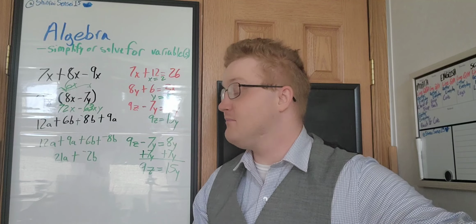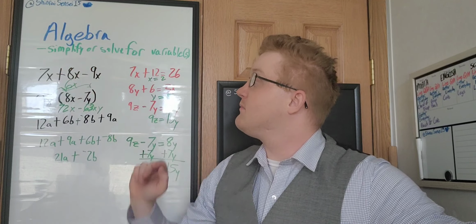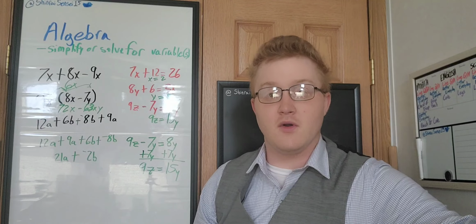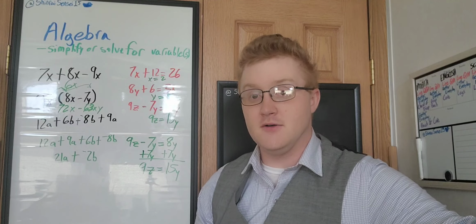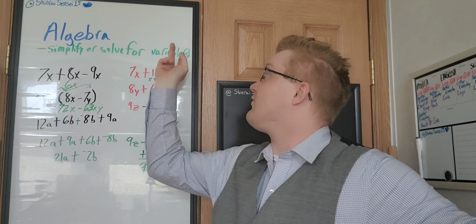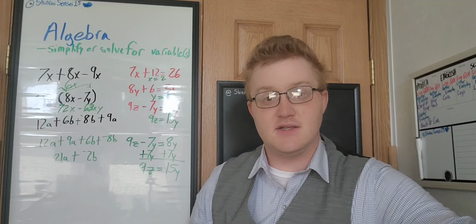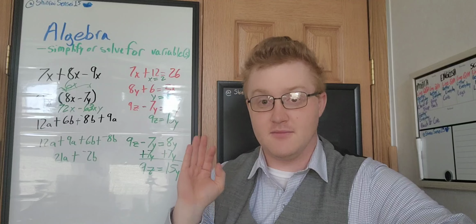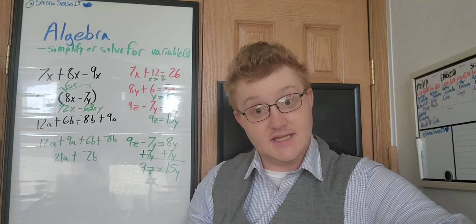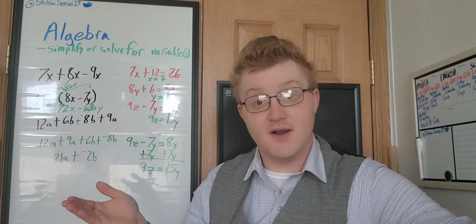So once again, basics of algebra. Keep that definition in mind. It's simplifying or solving for variable or variables. That's why the S is in parentheses. It's to indicate that there's a possibility that there could be multiple, but that's not a guarantee that there are multiple. Sometimes there's only one variable.